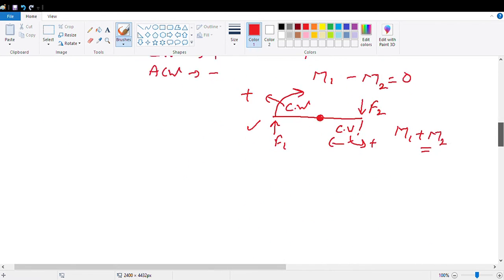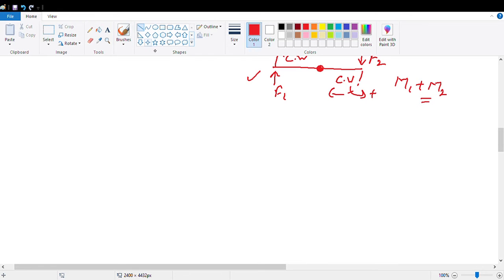Suppose we have taken a rod like this. This is a rod, and this rod is pivoted at this point. Okay, and according to the definition of a couple, two parallel and opposite forces, not acting along the same line of action forms a couple.